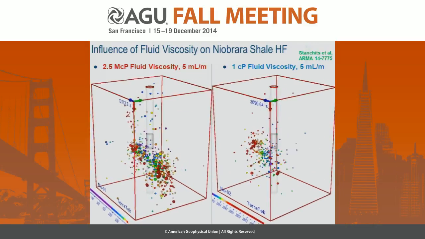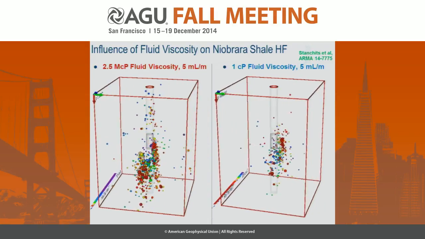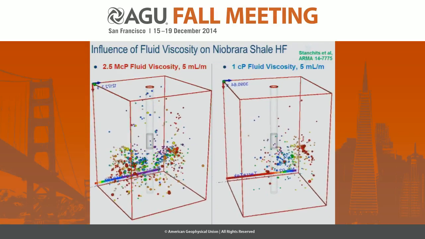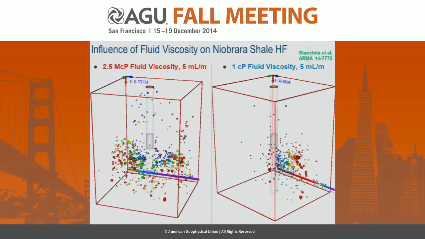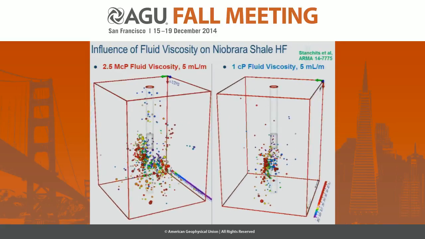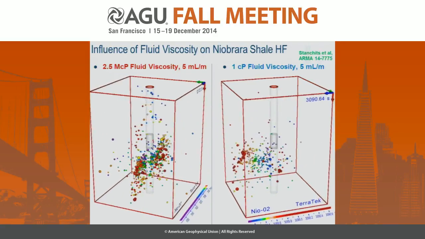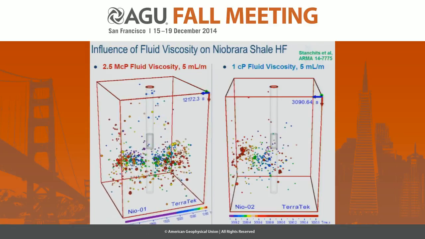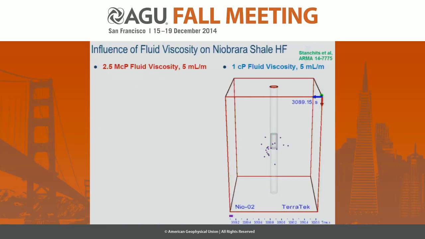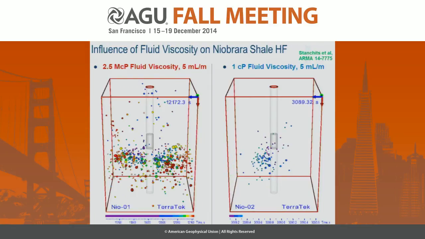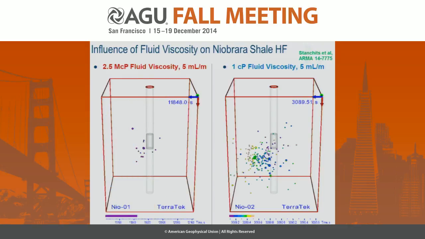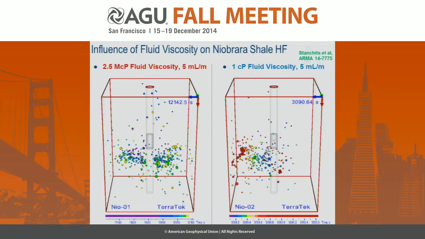Results of our detailed analysis of this hydraulic fracturing were presented in our ARMA paper. I would like to mention just a few features. Viscosity plays a very important role in the dynamics of hydraulic fracture propagation. You can see that in the case of high viscosity fluid injection, we observed a bi-wing fracture, but in the case of water injection, we observed only a single wing.